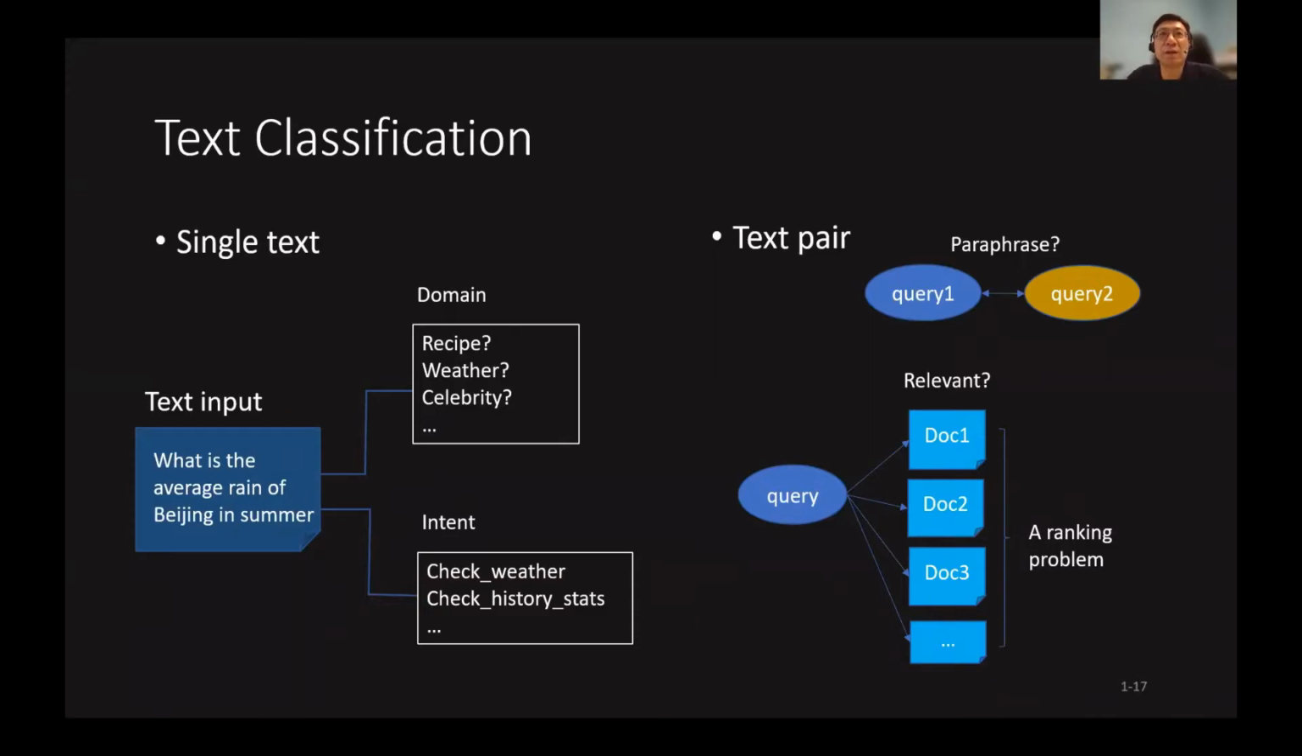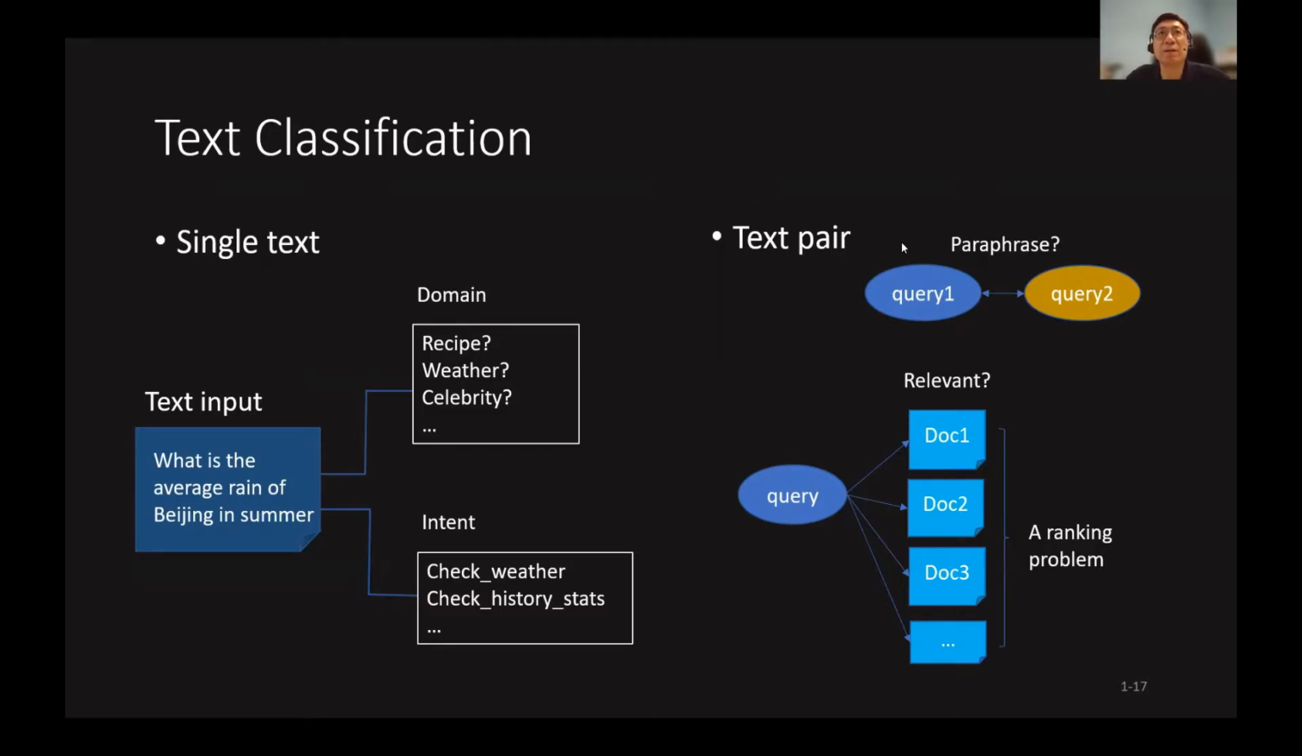The first task is text classification, and depending on the user input, text classification has 2 scenarios. The first scenario is that the input is just a single text. For example, when the user raises a query, what is the average rain of Beijing in summer to the Bing search engine. One classification task is to tell the domain for this query. For example, whether this query belongs to the domain of a recipe, weather, celebrity, or some other domains. And similarly, another example of a classification task is to assign an intent label to this query among all the predefined user intents, such as check weather, check history, statistics, and so on.